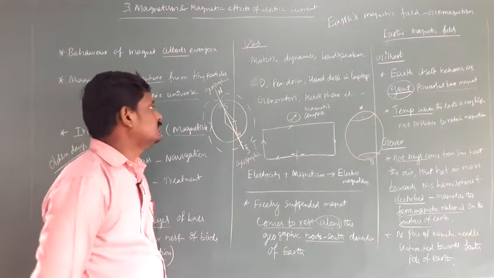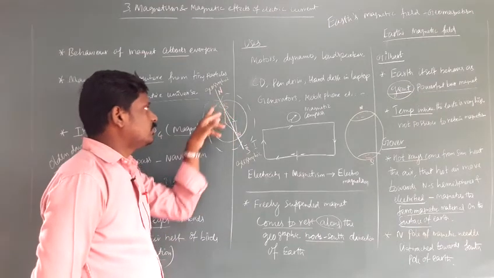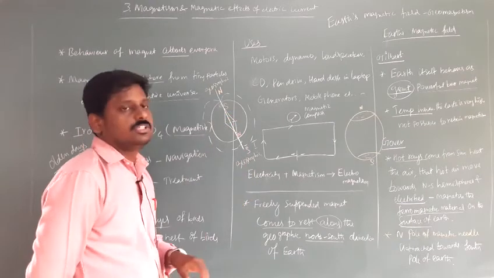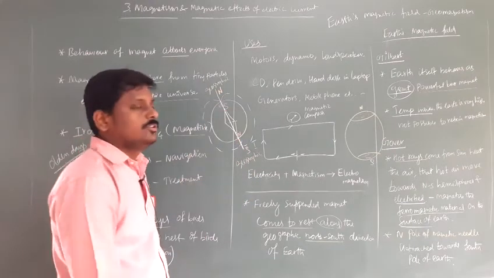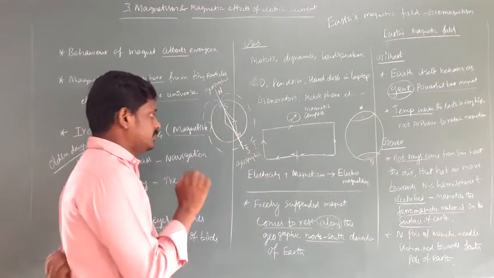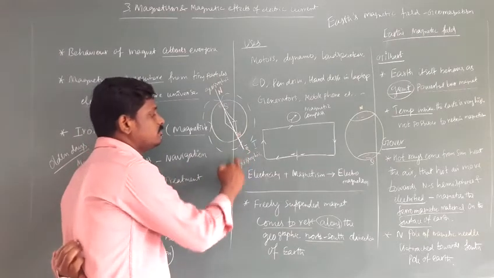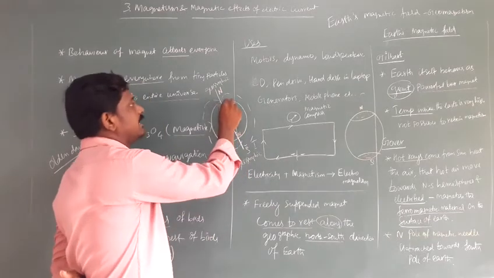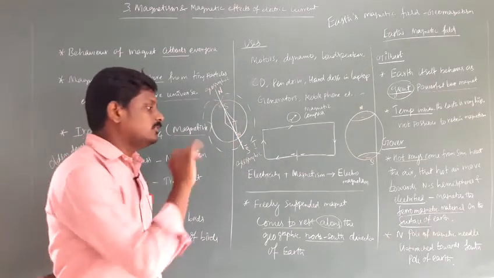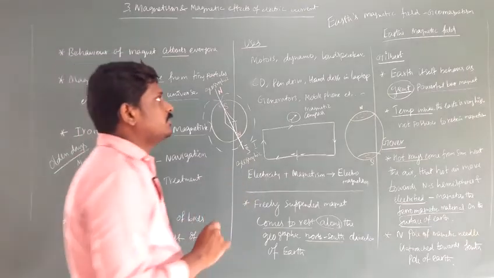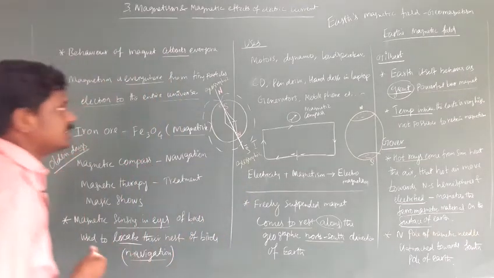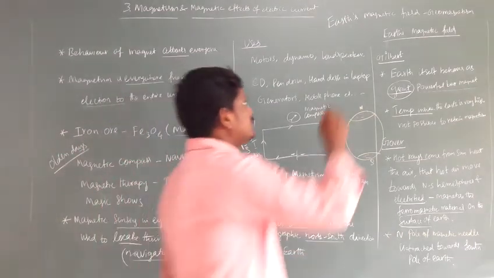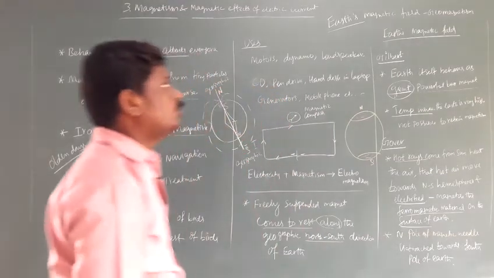the earth is a giant magnet, so there is a north pole and a south pole, that is geographic north and geographic south. If we suspend a magnetic needle, the north pole of the magnetic needle is directed towards the geographic south pole, and the south pole of the magnetic needle is directed towards the geographic north pole. These are the introduction parts we have discussed now. And finally, a branch which deals with the earth's magnetic field is called geomagnetism.